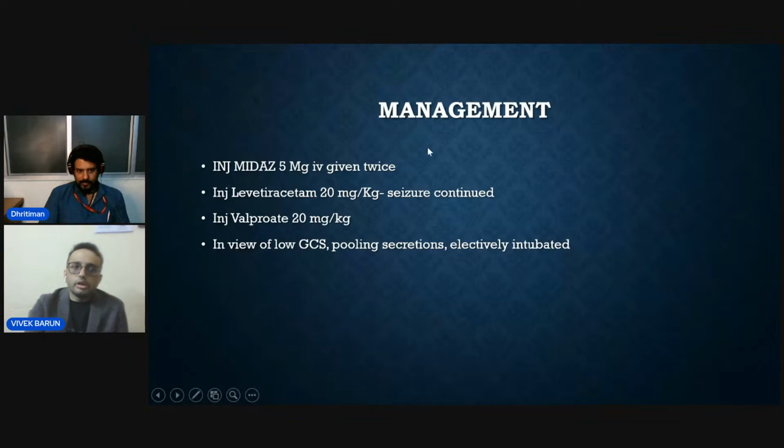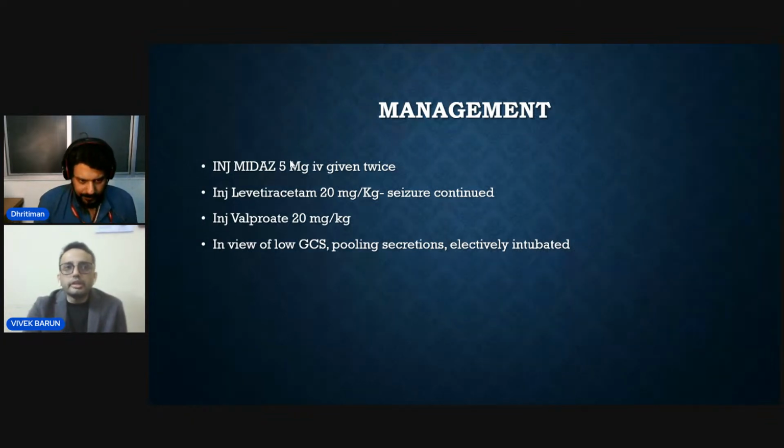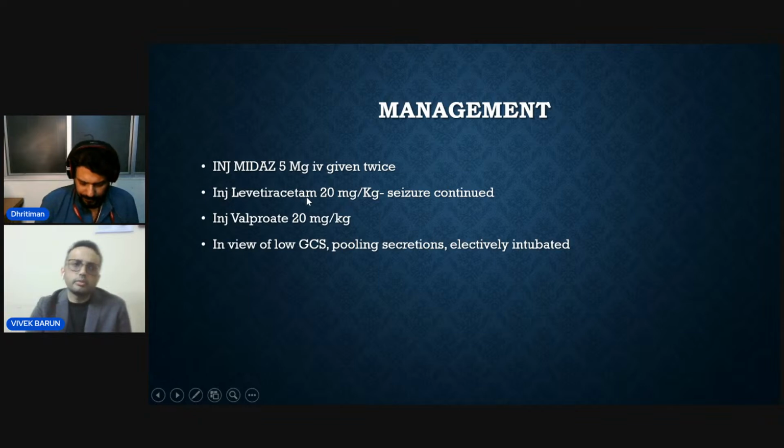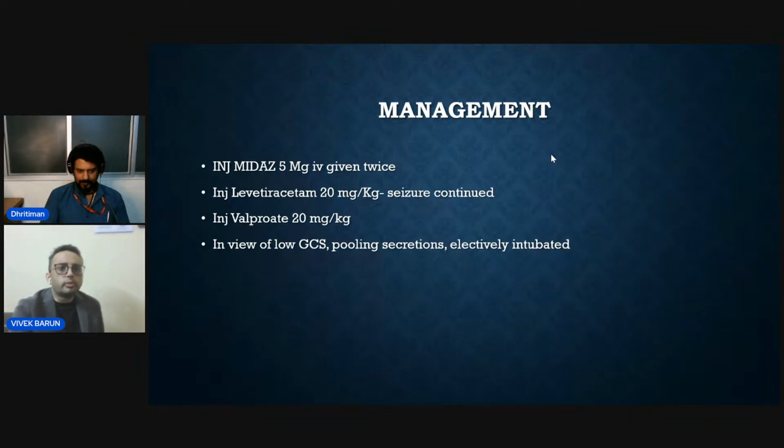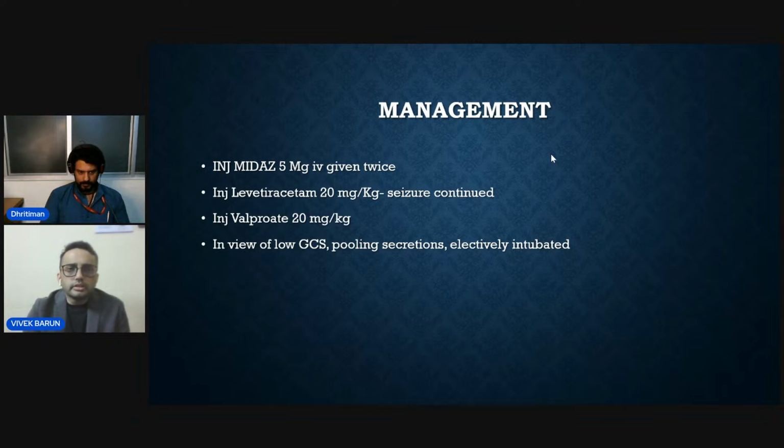So after airway management, we gave him midazolam 5 mg, but that didn't abort the seizures. Again, we had to give 5 mg after 1 minute. But the seizure continued, so we had to give the loading dose of 20 milligram per kg of levetiracetam. In spite of that, seizure continued. Then we gave valproate also at 20 milligram per kg. And the patient had low GCS and he was aspirating, pooling secretions, so he was electively intubated.